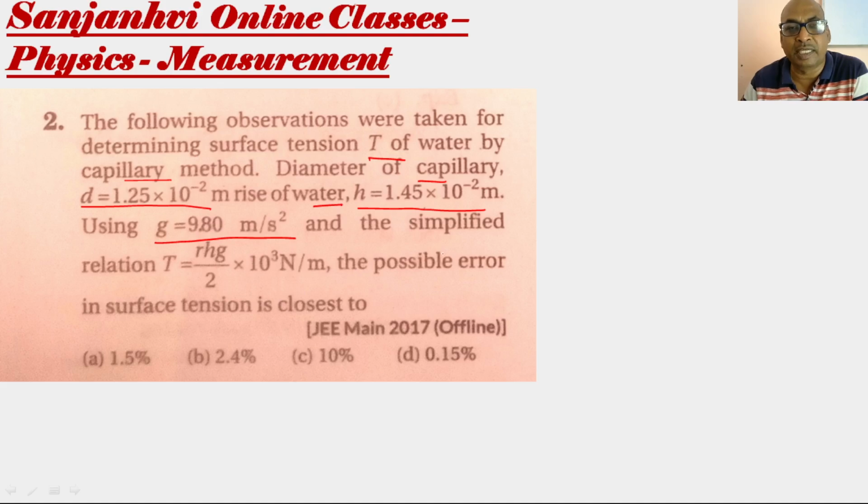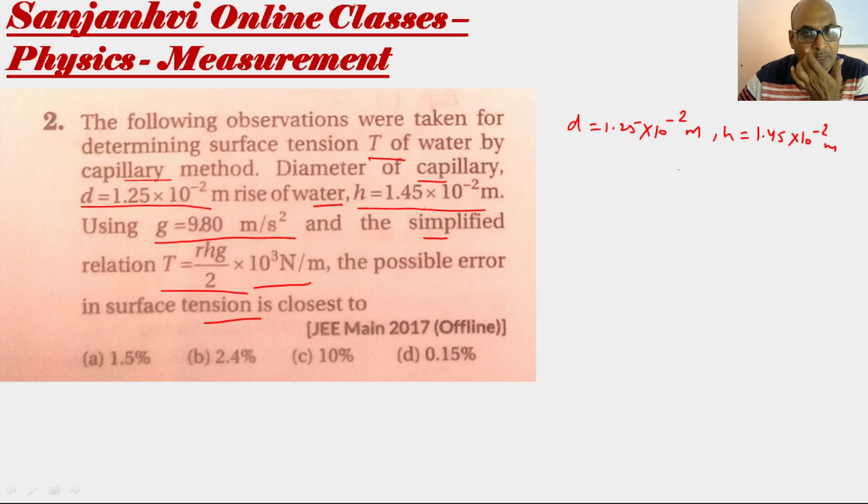Once again, I am telling g is constant, and the simplified relation T is equal to rho h g by 2 into 10 power of cube Newton per meter. This is the formula which is given to find out surface tension. The possible error in surface tension is closest to, so we need to find the possible error. Diameter is 1.25 into 10 power of minus 2 meter, h is 1.45 into 10 power of minus 2 meter. Now delta D or delta h will be in the range of 0.01 into 10 to the power of minus 2 meter.